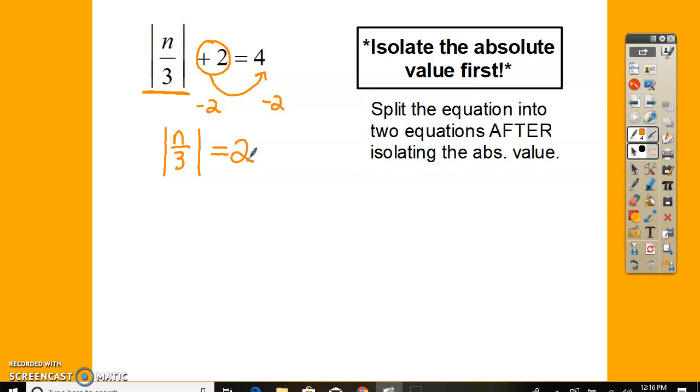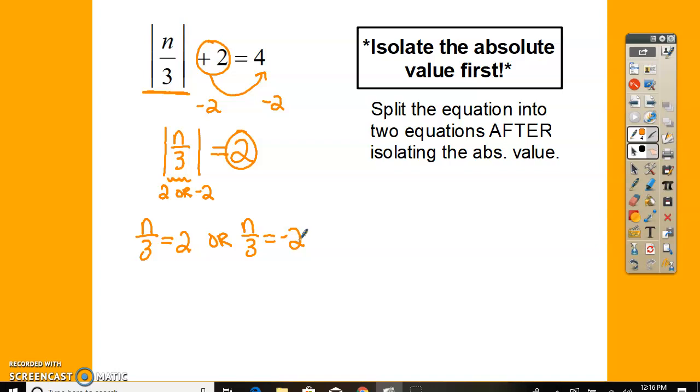Now it's telling us that whatever is inside of here has a distance of 2 from 0. So this inside could have been a 2, or it could have been a negative 2. Both of those values have a distance of 2 from 0. So I set up my two equations. N divided by 3 could have equaled 2, or n divided by 3 could have equaled negative 2.